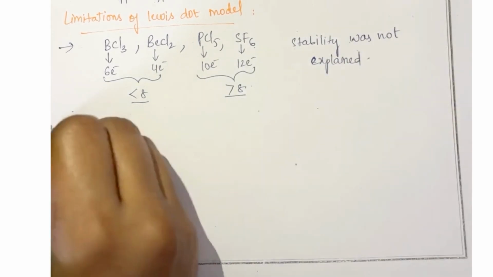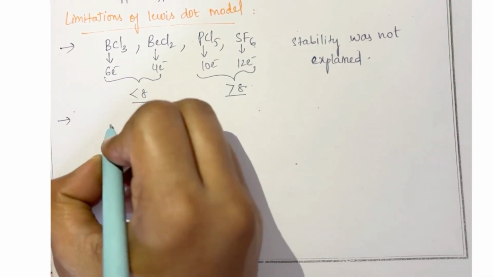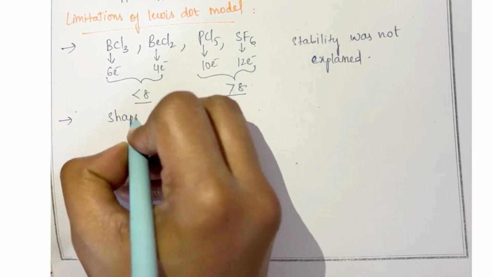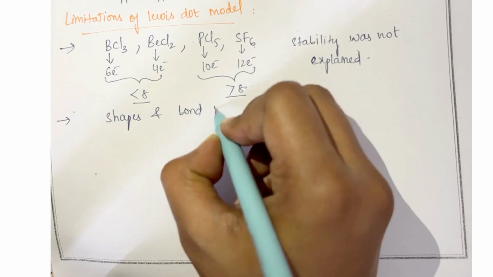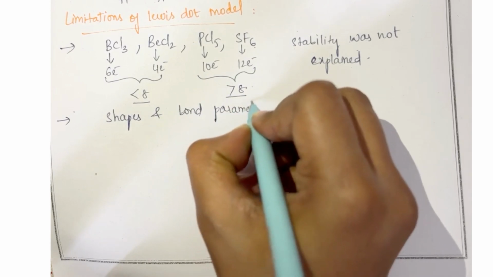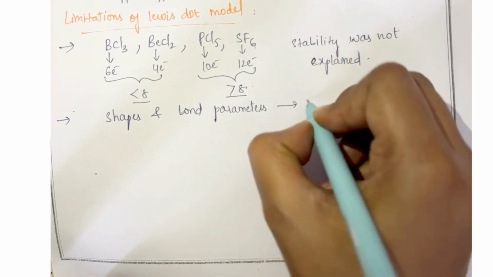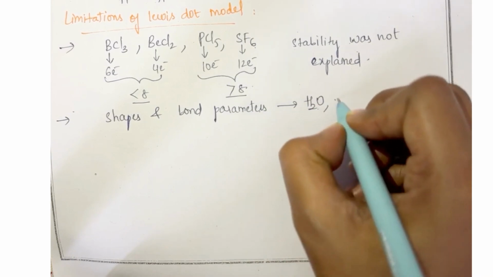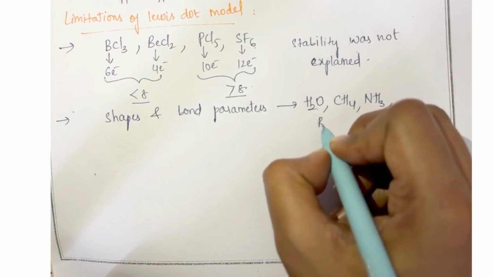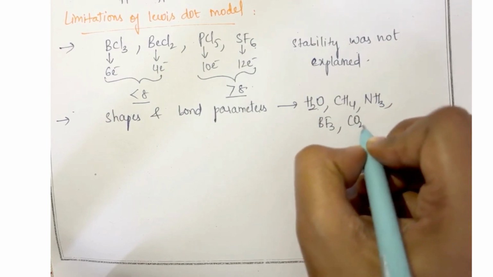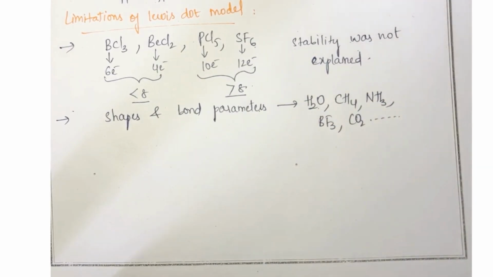This is one drawback. And the second drawback is it did not explain the shapes and bond characteristics, or you can say bond parameters, in polyatomic molecules like H2O, CH4, NH3, BF3, CO2, etc. In all these molecules, it did not explain the bond parameters and the shapes.